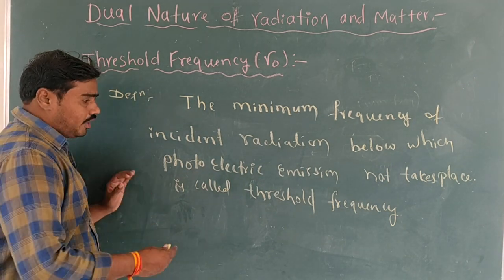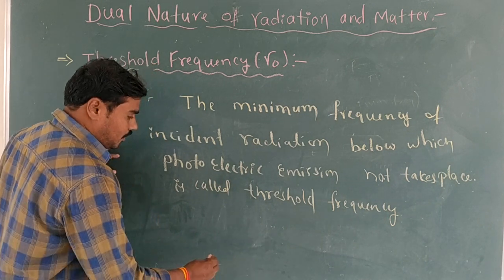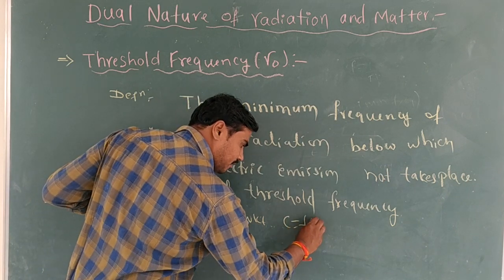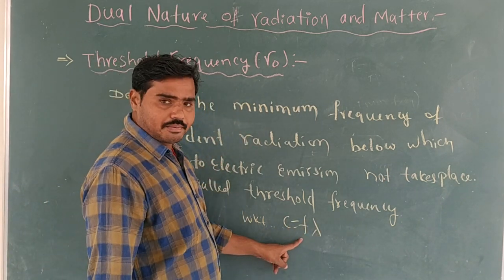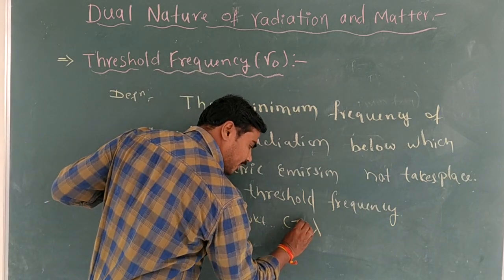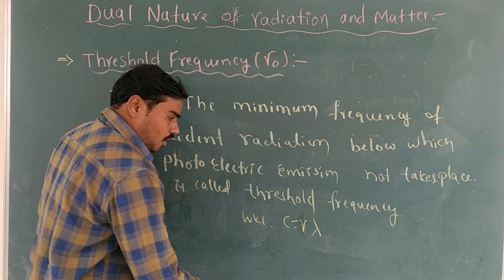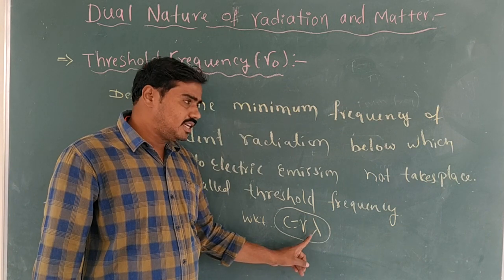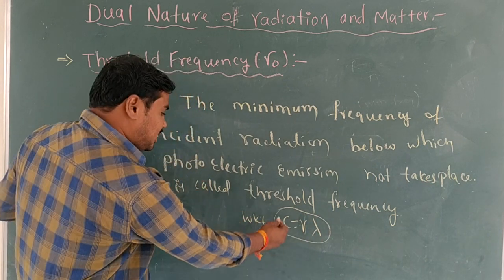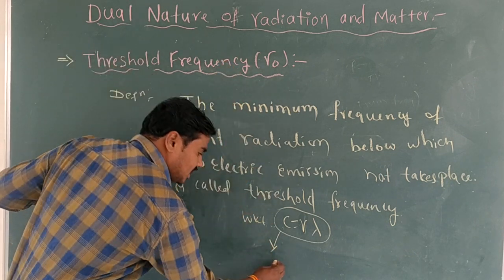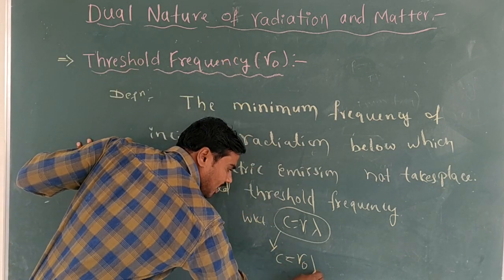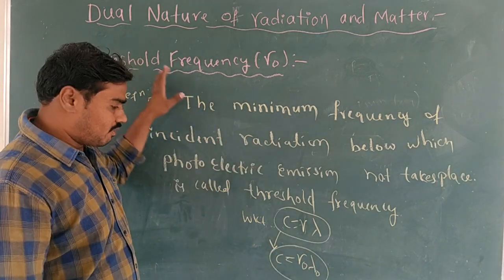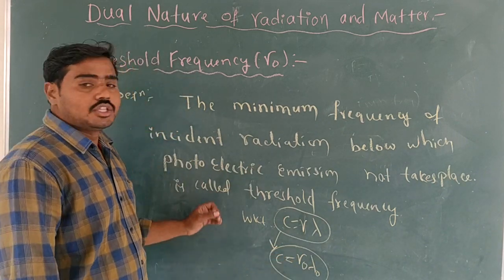Its equation we already know: c is equal to f lambda. Here f means frequency, also denoted by nu. This is the relation between speed of light, frequency, and wavelength. When this is converted into the form of threshold frequency, c is equal to nu naught lambda naught. Here nu naught is the threshold frequency and lambda naught is the threshold wavelength.